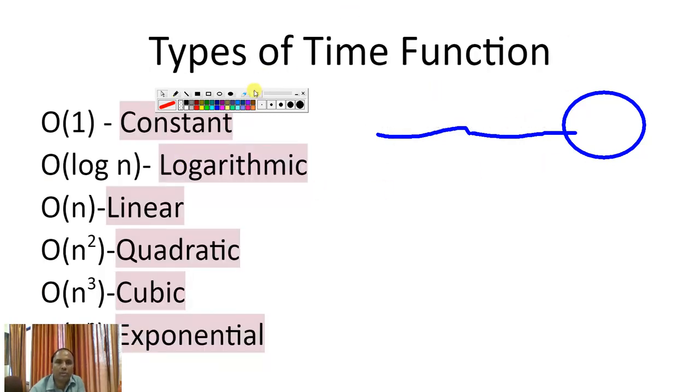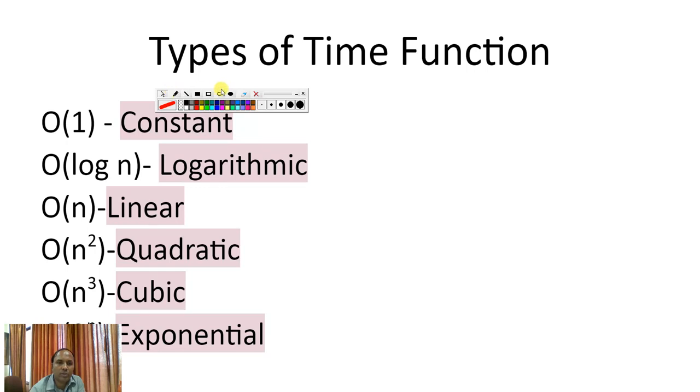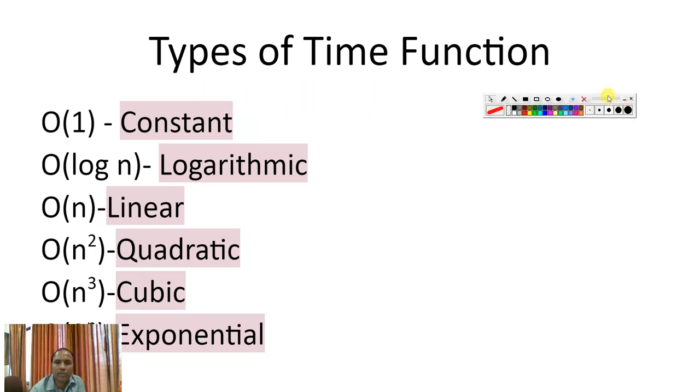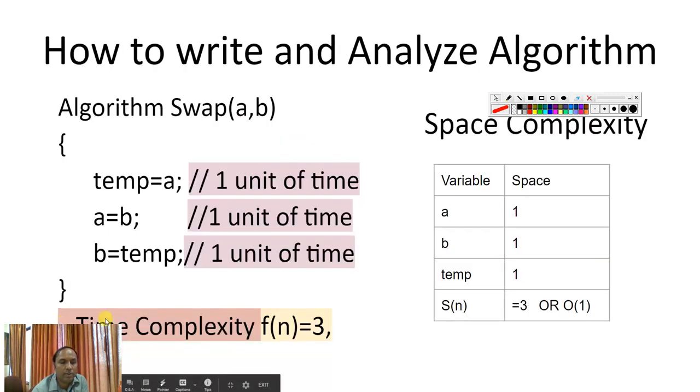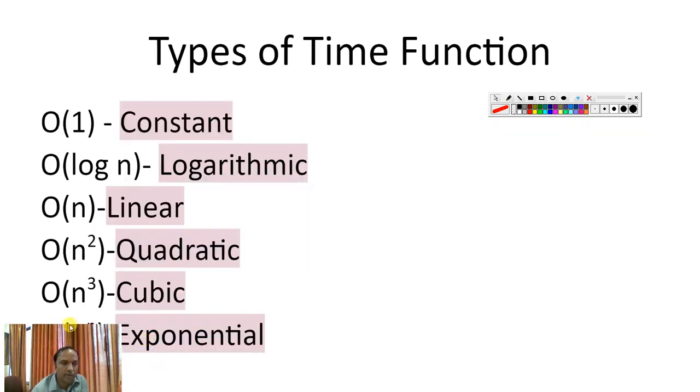Now there are various types of functions. When you look at an algorithm, sometimes it may be a constant algorithm, a logarithmic algorithm, or it may be linear, or quadratic, or cubic, or in some cases it may even be exponential as well.